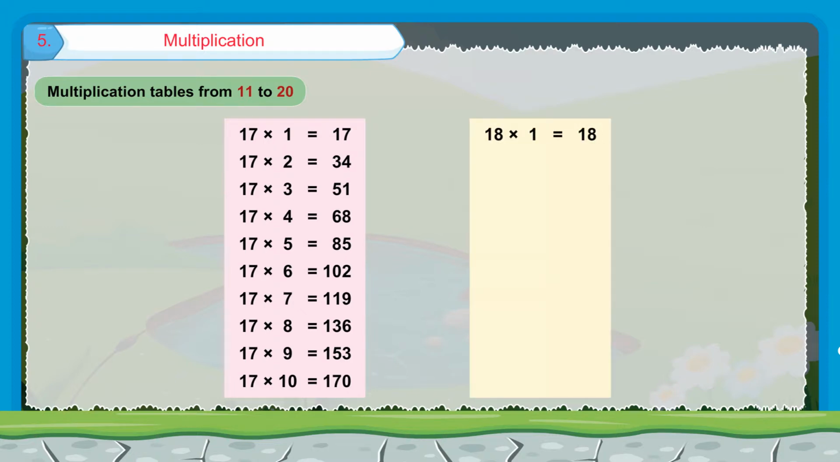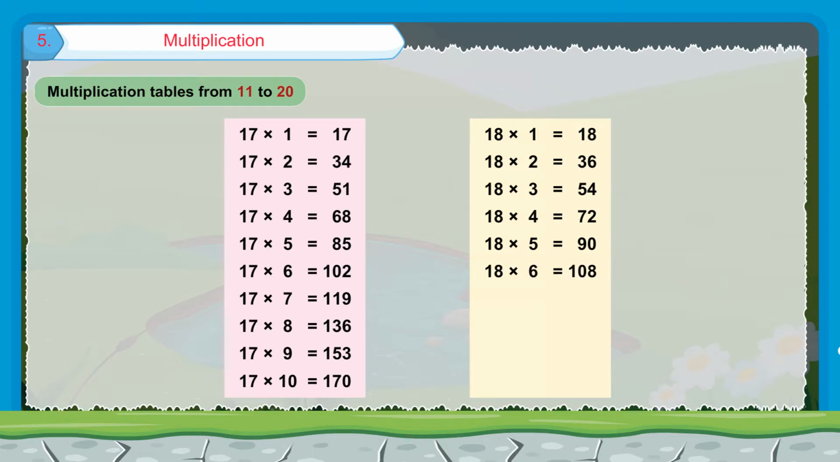18 into 1 is equal to 18. 18 into 2 is equal to 36. 18 into 3 is equal to 54. 18 into 4 is equal to 72. 18 into 5 is equal to 90. 18 into 6 is equal to 108. 18 into 7 is equal to 126. 18 into 8 is equal to 144. 18 into 9 is equal to 162. 18 into 10 is equal to 180.